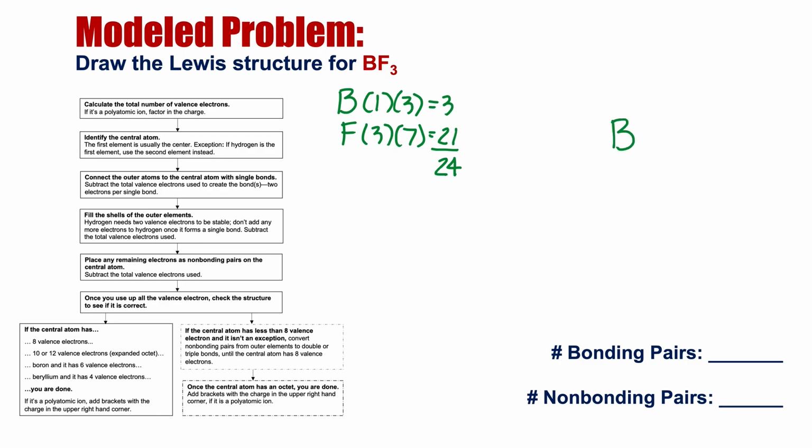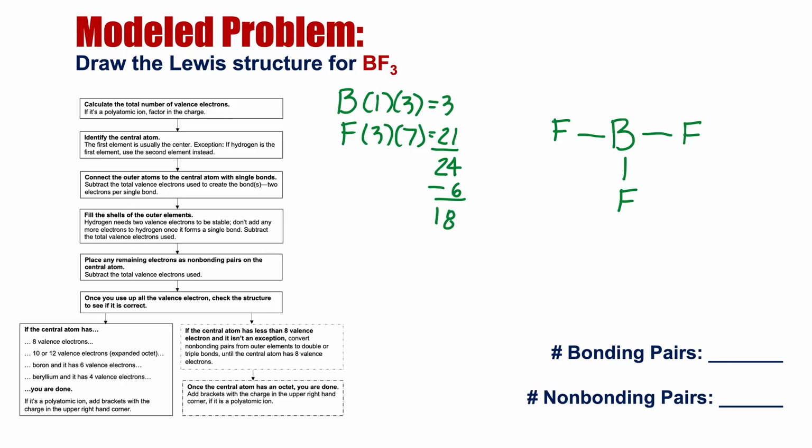Boron is placed as the central atom. The 3 fluorines are placed around it. I'm connecting each fluorine to the central atom with a single covalent bond. That uses up 2, 4, 6 electrons, and I have 18 left over at this point.